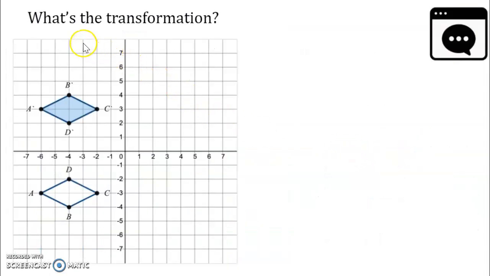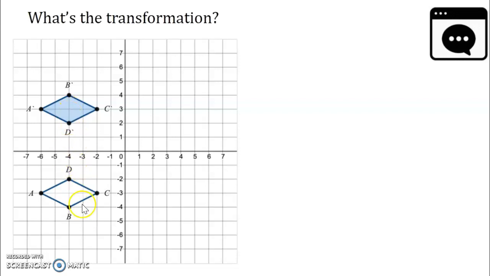Alright, so I want you to tell me in private chat, what is the transformation that is visible from this? Can you tell which is the original and which is the transformed image? Which do we start off with, and which is after the transformation? And how do we know?